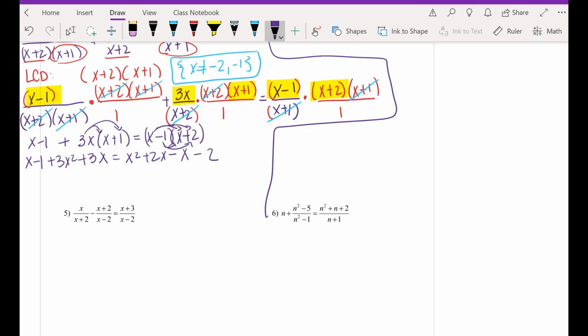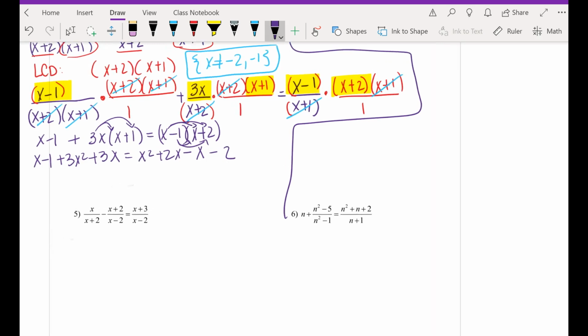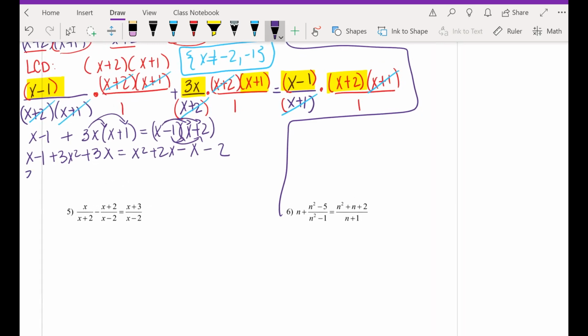Let's see if I can combine like terms on each side and then set equal to 0. So over here I have 3x squared. We have a 3x and an x. That will now make it a 4x. And then a minus 1 on this left side. Over here I have an x squared. Then you have 2x and a minus x, which would now be just a single x left, minus 2.